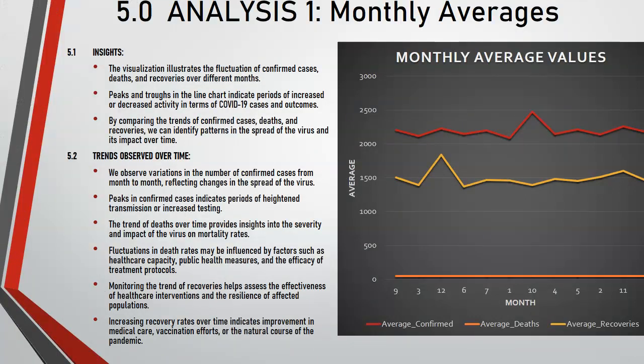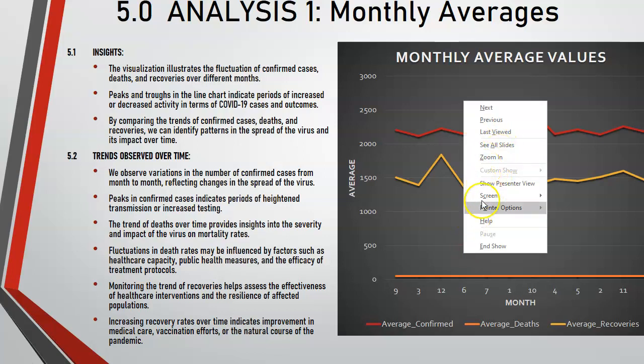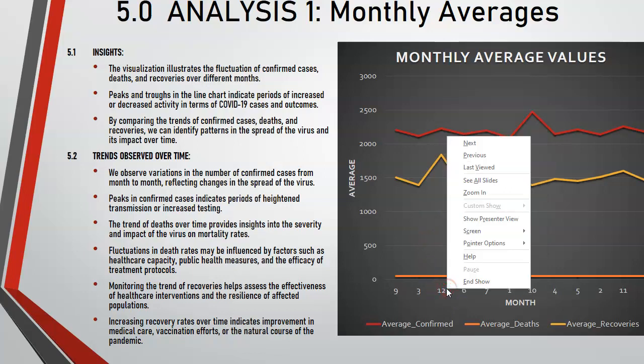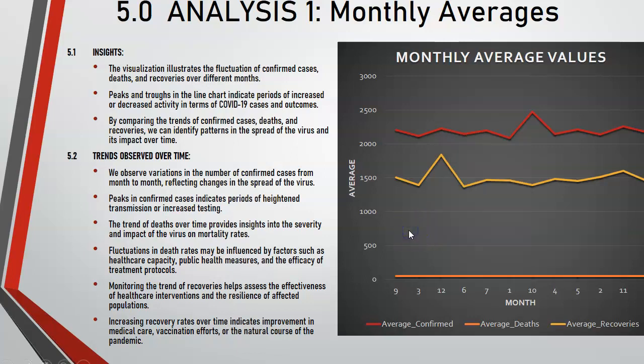The first analysis we have here is the monthly average of confirmed cases, deaths, and recoveries. This visualization shows us the monthly average of confirmed cases, deaths, and recoveries over a specific month. In a specific month, peaks and troughs in the line chart indicate the period of increased and decreased activities. You could see where activities increased here, and you see decrease. So it was always fluctuating.